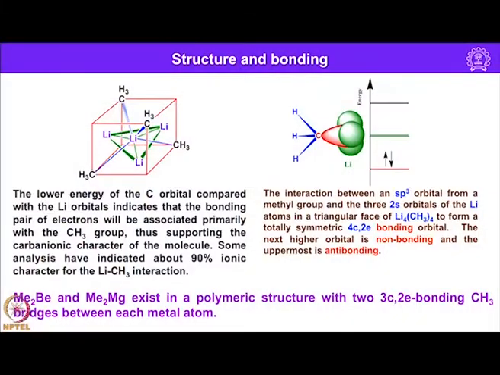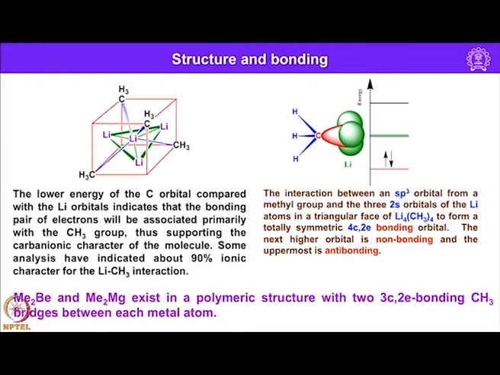Okay. So the lower energy of the carbon orbital compared with the lithium orbital indicates that the bonding pair of electrons will be associated primarily with the CH3 group, thus supporting the carbanion character of the molecule. Since the carbon is much more electronegative, the shared electron essentially resides on carbon. So that means that is increasing its carbanion character. As a result, what happens? This is much more reactive.